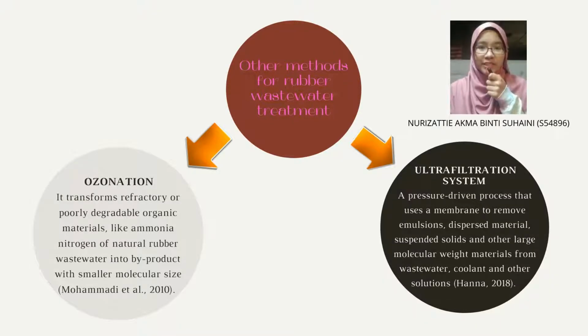Ozonation and ultrafiltration systems are other effective methods commonly used in Malaysia and Thailand for rubber wastewater treatment. Ozonation transforms refractory or poorly degradable organic materials like ammonia nitrogen of natural rubber wastewater into byproducts with smaller molecular size. An ultrafiltration system is a pressure-driven process that uses a membrane to remove emulsions, dispersed material, suspended solids, and other large molecular weight materials from wastewater, coolant, and other solutions.